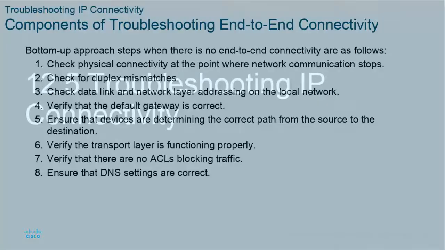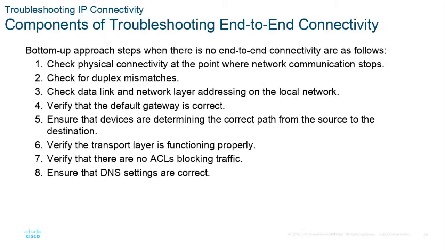Okay, troubleshooting IP connectivity. Bottom-up approach steps when there's no end-to-end connectivity. Number one, check physical connectivity. Two, check for duplex mismatches, particularly from switch-to-switch connections. Three, check data link and network layer addressing. Make sure the addressing is proper. Number four, is the default gateway correct? Can I ping it? Five, ensure that devices are determining the correct path, the routers and the switches doing the proper path determination process.